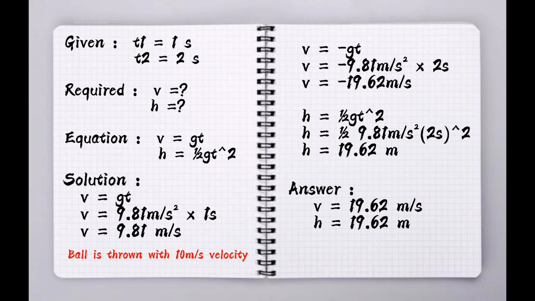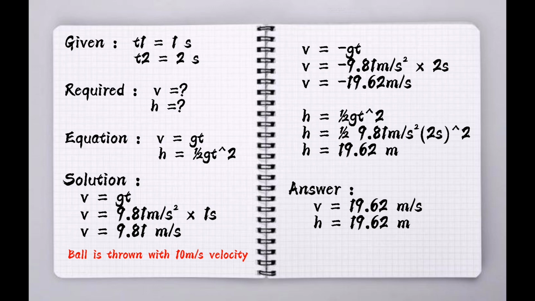Solution: velocity is equal to the acceleration due to gravity multiplied by time. v is equal to 9.81 meter per second squared multiplied by 1 second. Velocity is equal to 9.81 meter per second when the ball is thrown. Velocity is equal to negative gt. v is equal to negative 9.81 meter per second squared multiplied by 2 seconds. The velocity is negative 19.62 meter per second when the ball reaches the ground.